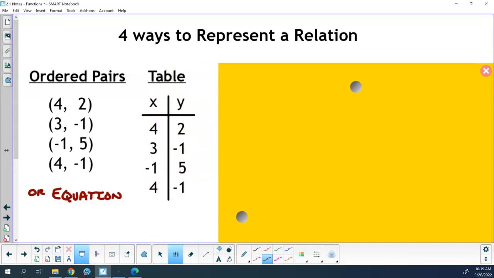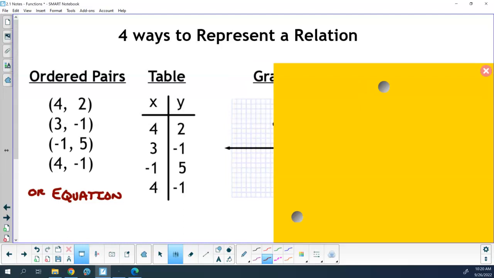Second way is you can make a table out of those. So the points 4 comma 2 would have an x value of 4, a y value of 2. Same one. 3 comma negative 1, 1 comma 5, 4 comma negative 1. Again, x on one side, y on the other, usually left and right. Domain and range, left and right. Input and output. Here's where the real drone is going to come.